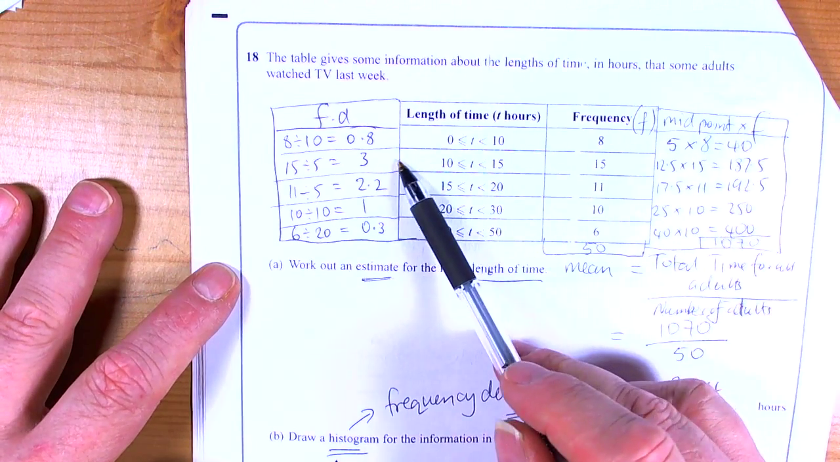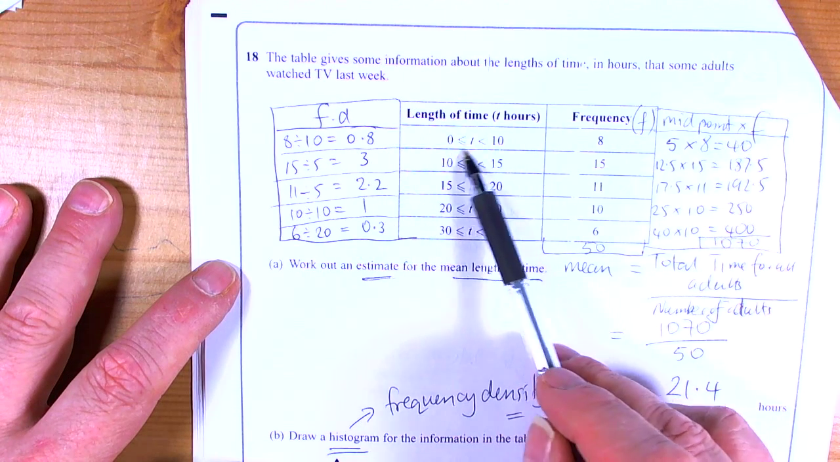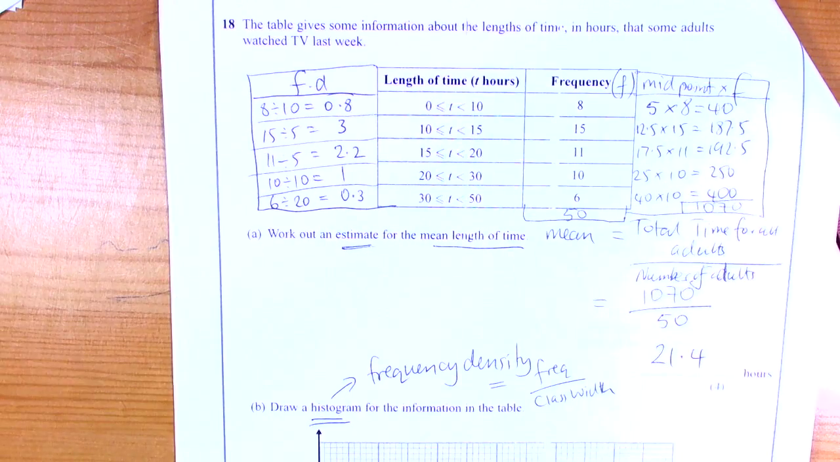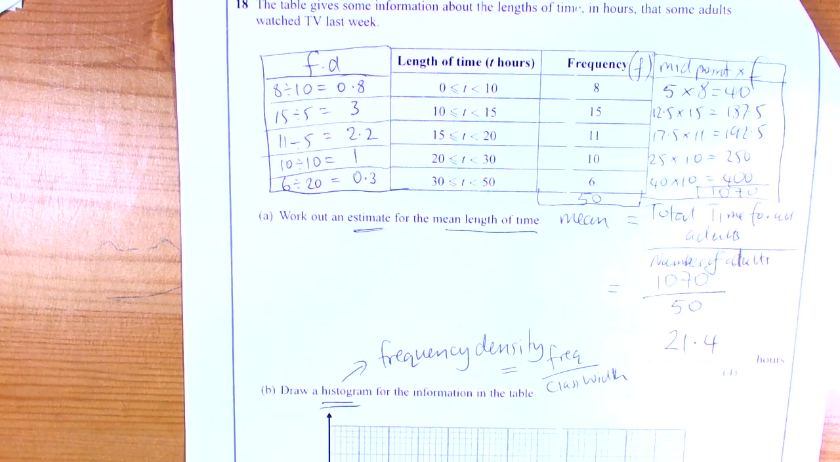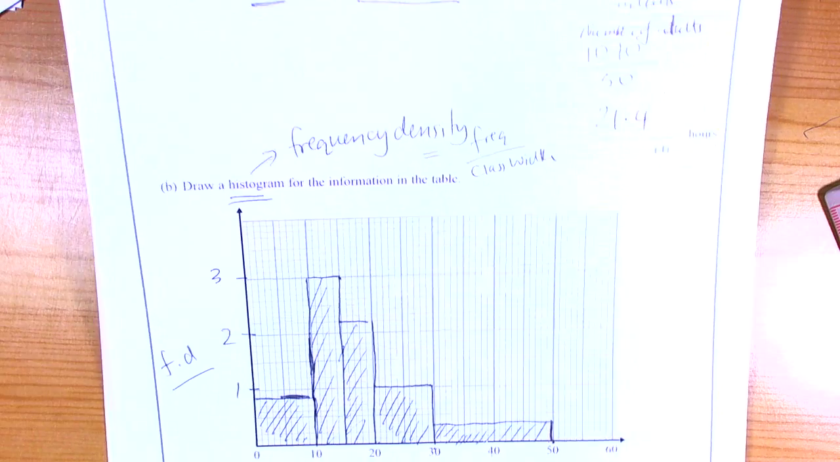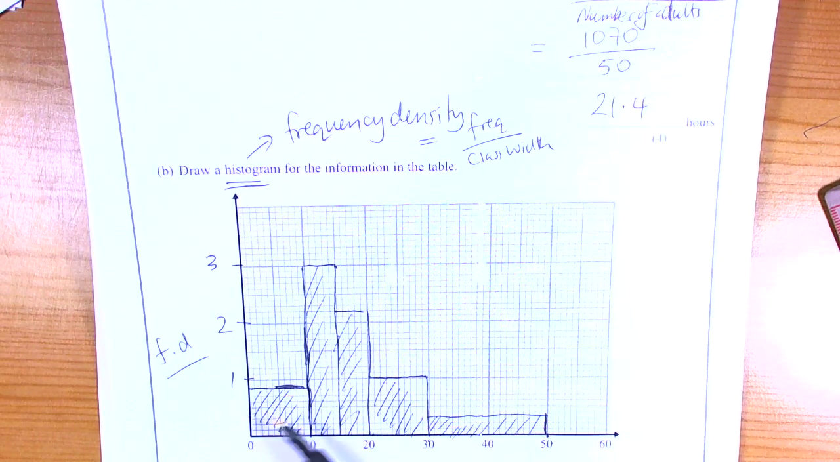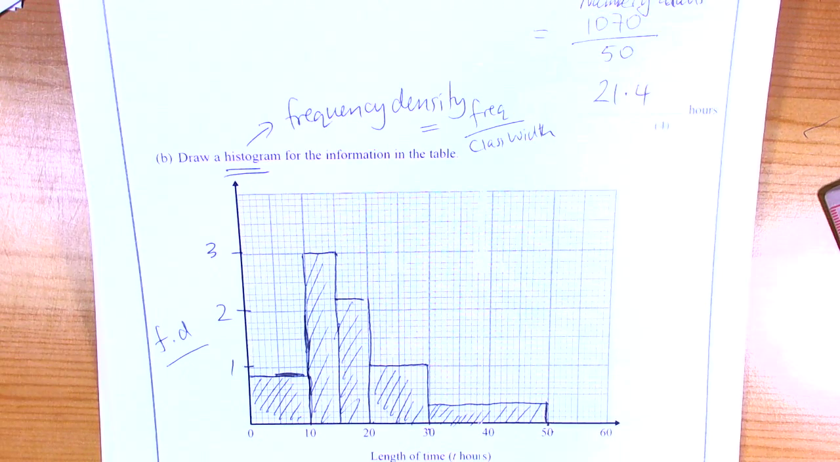So we took each of the frequency densities, we looked at the width of each interval, and then we plotted the bars accordingly. So that's how we would go about drawing a histogram. The histogram would have this kind of shape, frequency density up this side, and along the bottom the actual variable that you're dealing with.